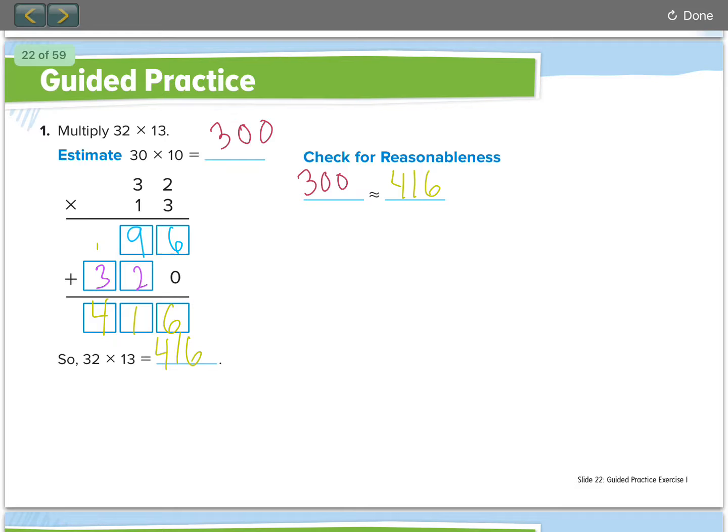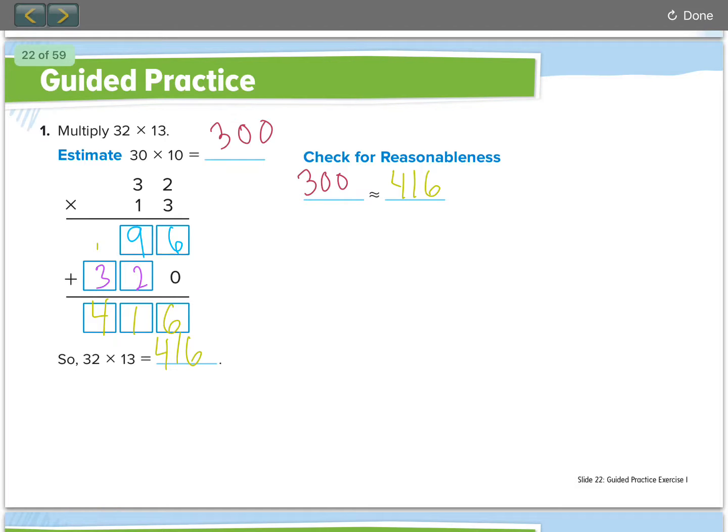Step 1, I multiply the 3 in the ones column by 32. 3 times 2 is 6. 3 times 3 is 9. So my first line has a 96 on it. Now I'm going to multiply the 1 in the tens column times 32. I place a 0 in the ones column before I start. 1 times 2 is 2. I record the 2. 1 times 3 is 3.